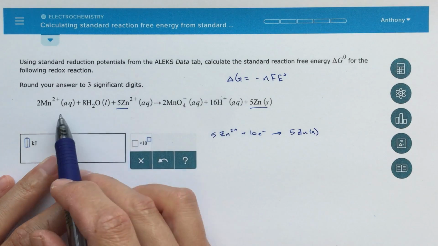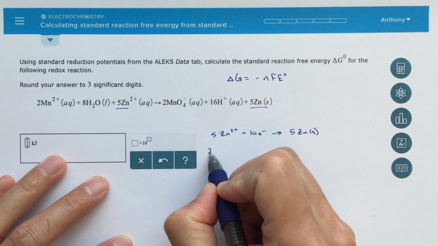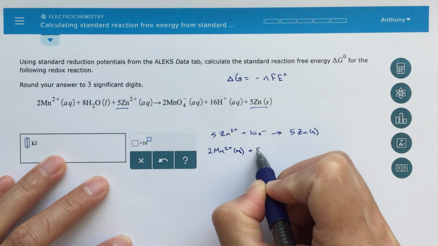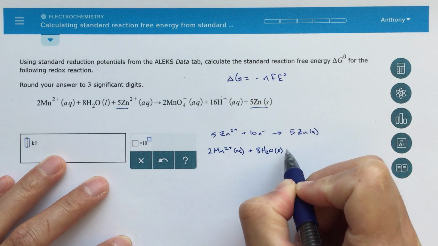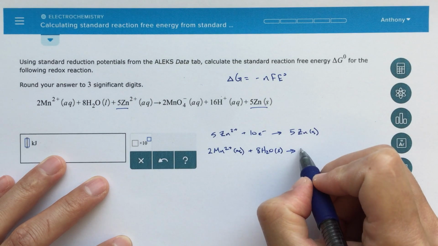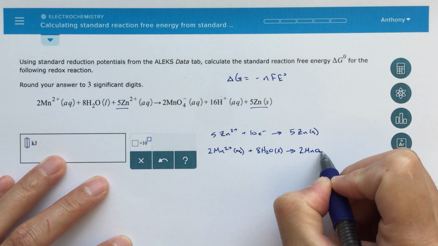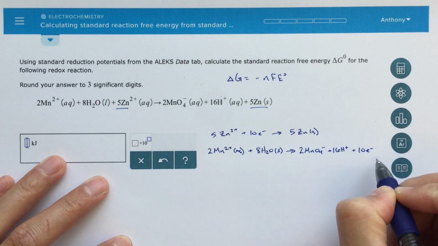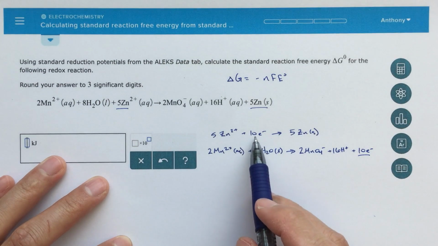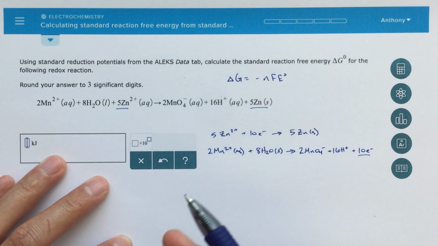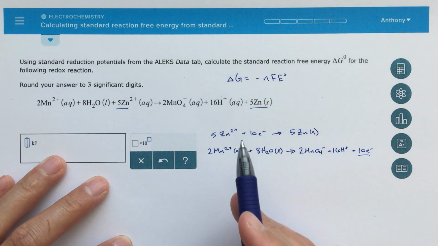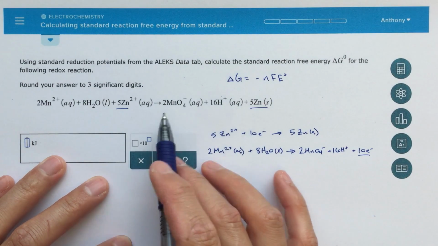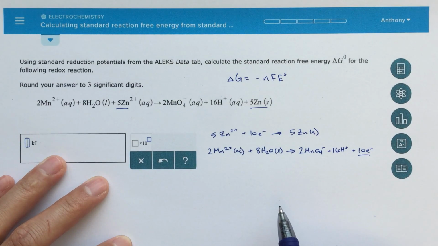Then I'm going to take whatever's left over. So I've got 2 Mn2 plus aqueous plus 8 H2O liquid goes to 2 MnO4 minus plus 16 H plus, and then I'm going to add in 10 electrons on this side as well. If I gain 10 electrons in the first half reaction, those 10 electrons have to come from somewhere. They have to come from my other oxidation half reaction. So this is all the rest of the pieces, and I'll write plus 10 electrons there.